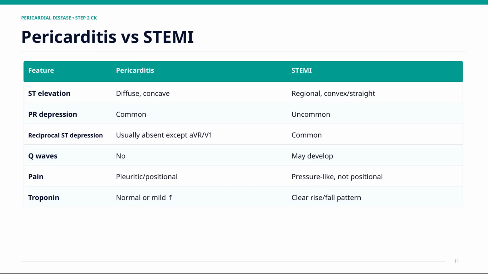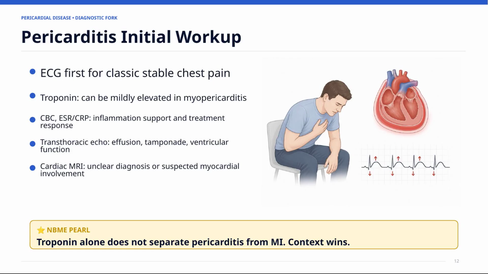Workup time. ECG first for that classic stable chest pain presentation. Troponin can be mildly elevated if there's myopericarditis, so don't panic immediately. CBC, ESR, and CRP support the inflammation story and help track your treatment response. Transthoracic echo checks for effusion, tamponade, and ventricular function. And cardiac MRI comes in when the diagnosis is unclear or you suspect myocardial involvement.